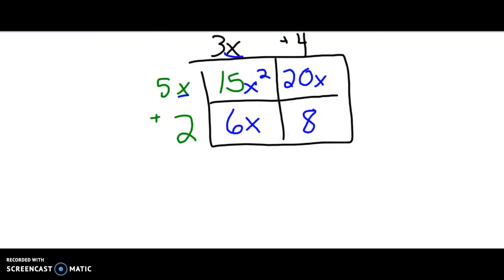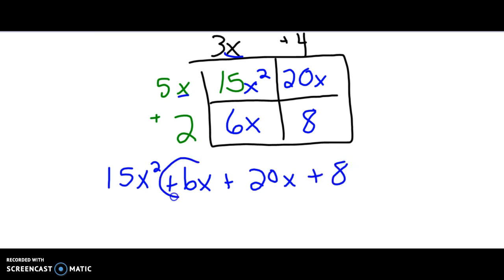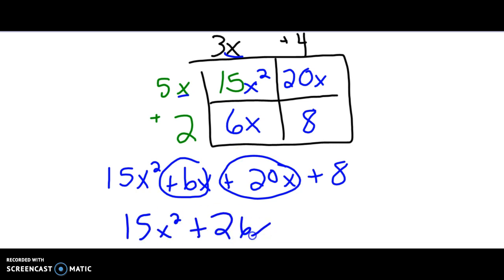Okay. I write out what I have, which is 15x squared, a positive 6x, a positive 20x, and a positive 8. I combine like terms, so that's 15x squared plus 26x plus 8. And that's your final answer. And that's it.